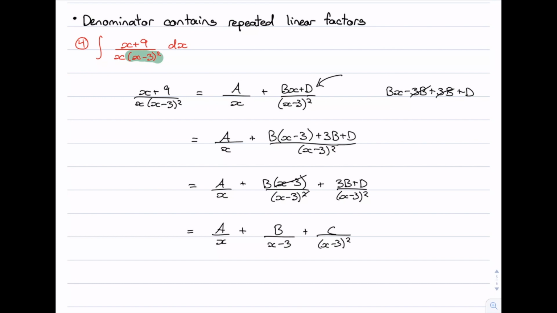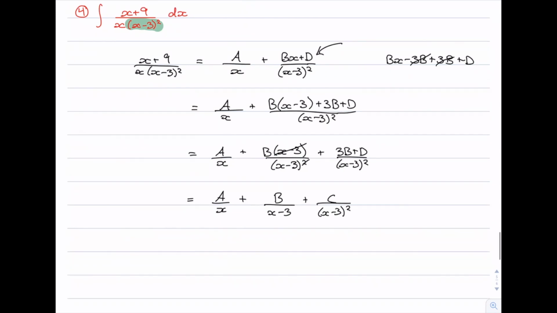And so what was the advantage of doing that? The advantage is now we only have constants in our numerators. We don't have any x terms. And that's going to make it very easy to integrate each of these fractions after we work out what a, b, and c are. So now the task is to work out what a, b, and c are. So what was this equal to? That was equal to (x + 9) over x times (x - 3)².